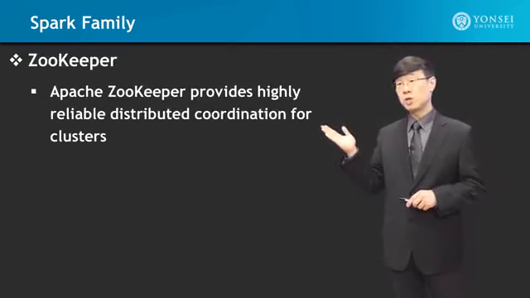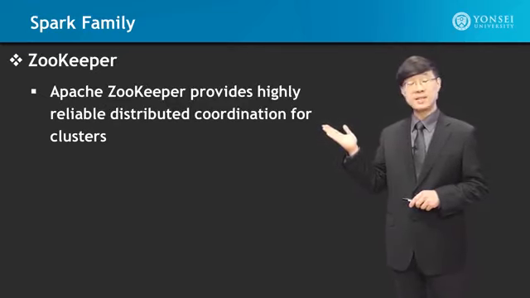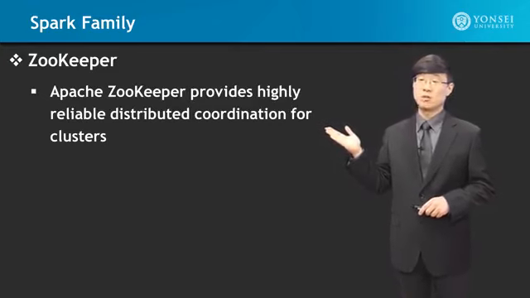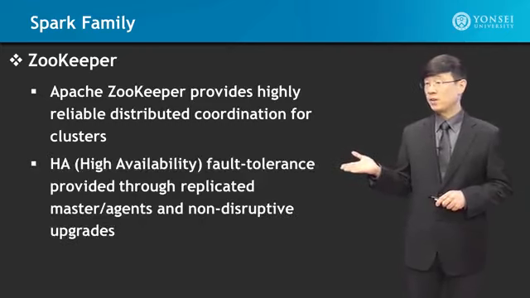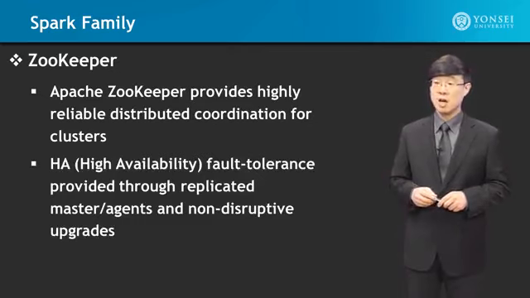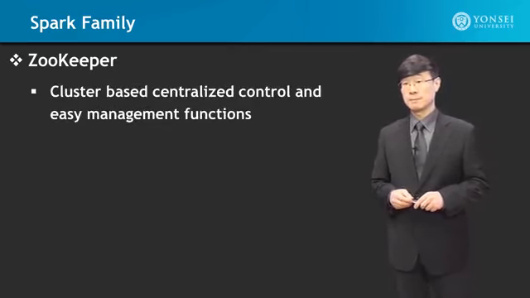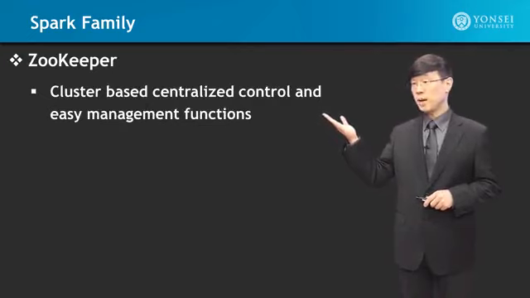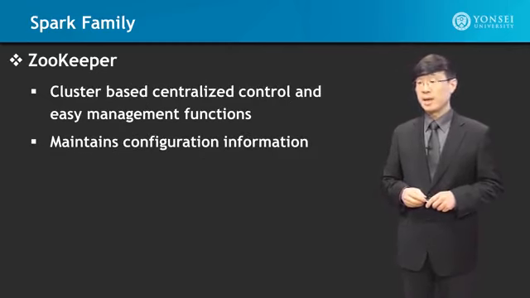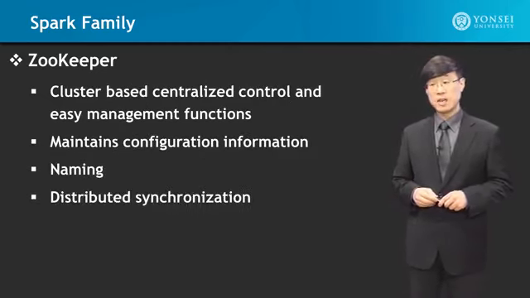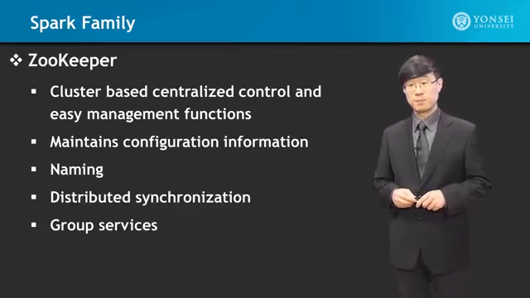We also look into Zookeeper. Apache Zookeeper provides highly reliable distributed coordination for clusters. And that's why you'll see that it's used quite widely. And as mentioned, high availability and fault tolerance is provided through replicated master and agents and non-disruptive upgrades. Zookeeper provides cluster-based centralized control and easy management functions. It maintains configuration information, naming, distributed synchronization, and group services.